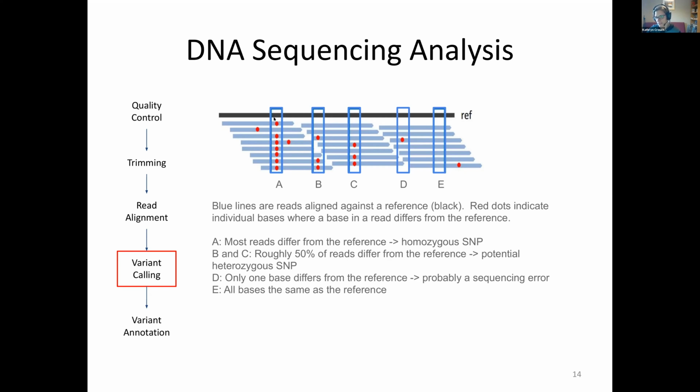In cases B and C, we've got something going on where approximately half of the reads that map to this location have a change in them relative to the reference. And in this case, this is probably a heterozygous SNP on a diploid genome.